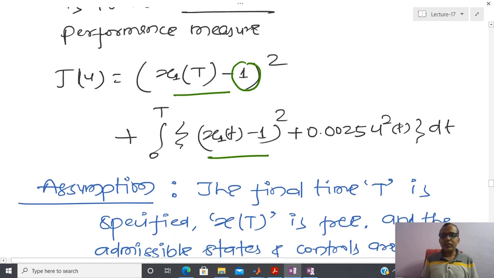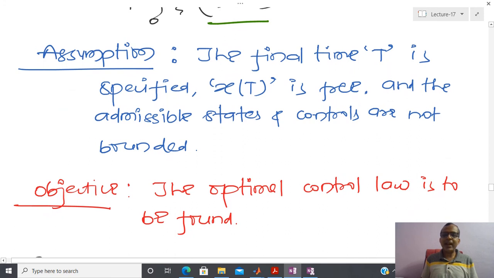Now, the final time t_f is specified, x(t_f) is free, and I am going to assume in this whole section that admissible state and control are not bounded. So obviously, in the next part of this lecture, I am going to talk about how to design optimal control if admissible state and control both are bounded.